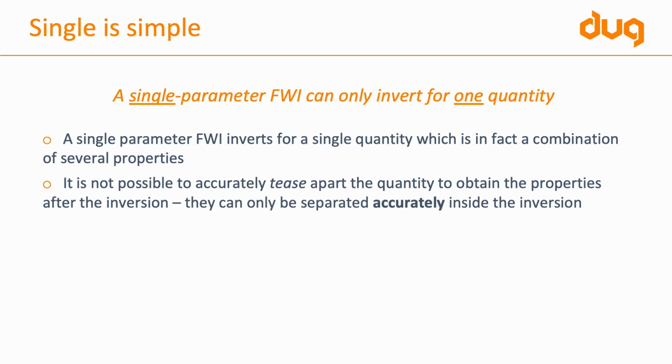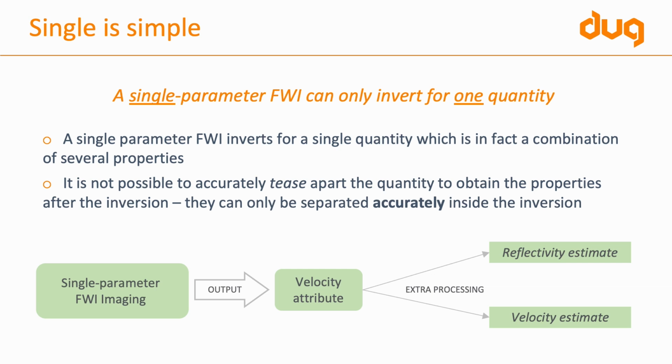A realistic Earth model should account for all of these things. Therefore, an FWI that only inverts for one quantity is not realistic. One quantity cannot capture all the complexity of the Earth. Indeed, when you invert for a single quantity, you end up combining the effects of several properties into a single velocity attribute. So something that is like velocity but is not accurate and therefore cannot be used quantitatively. It is not possible to accurately tease apart the single quantity to obtain the accurate individual properties after the inversion. They can only be separated accurately inside the inversion. Therefore, this approach is not best practice.